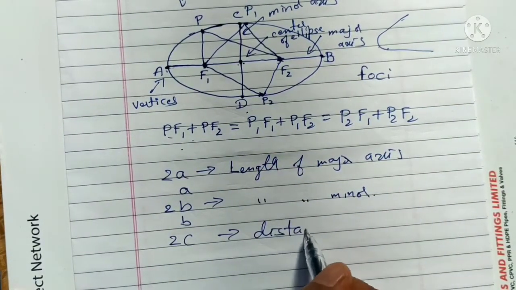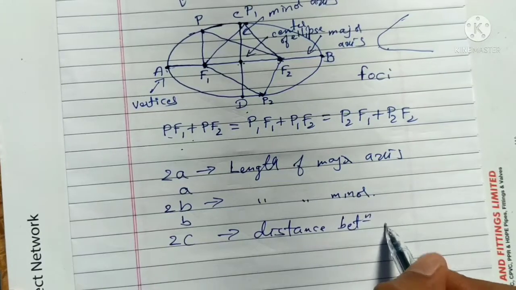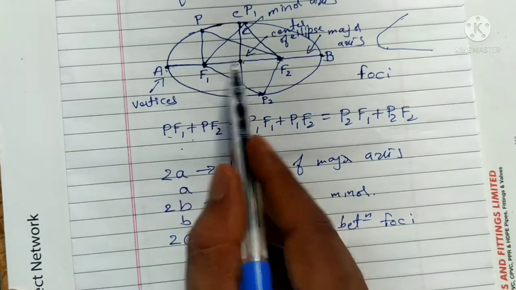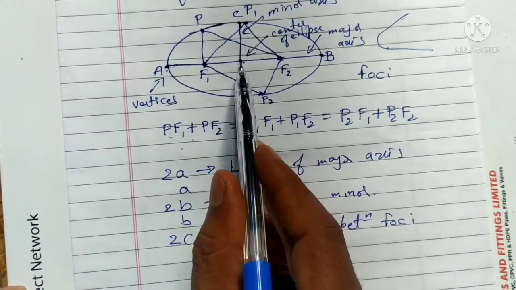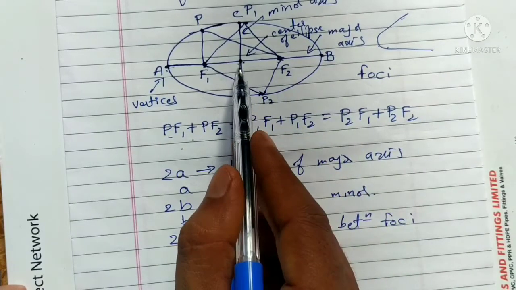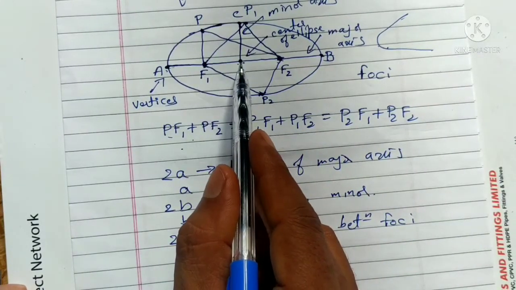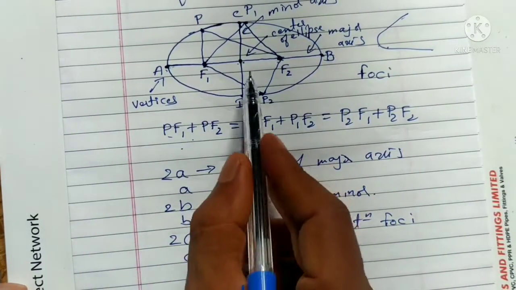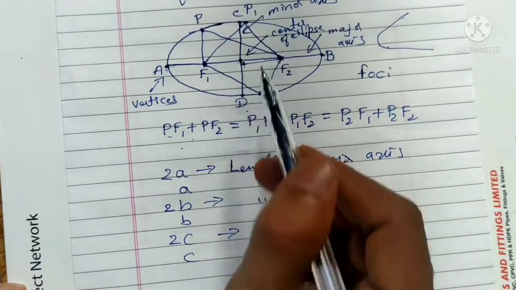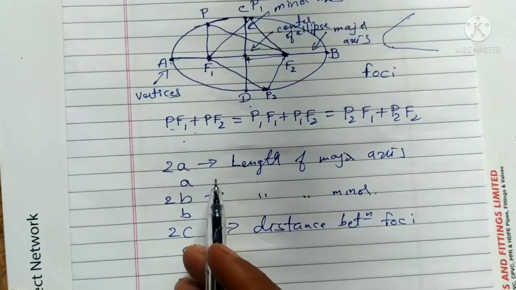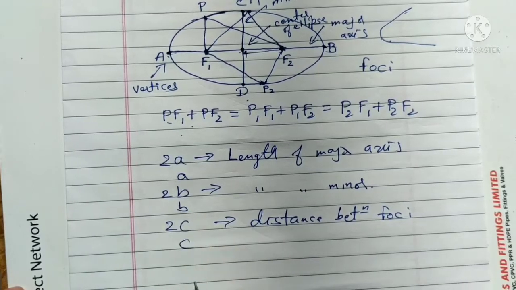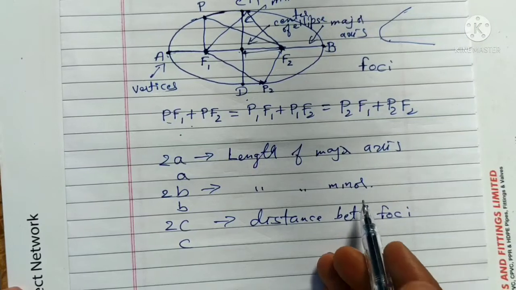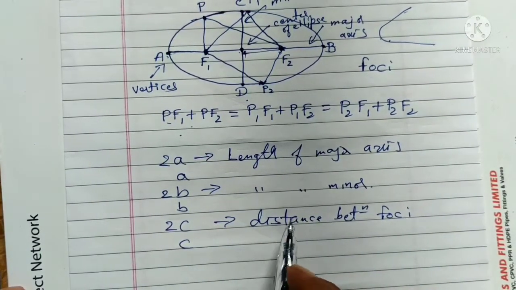So the distance between the foci is 2c, and the center lies midway between the foci as well as the vertices. The distance between the center and one of the foci is c, which is half of the distance between the two foci. So these are the different notations we use: a is the length of the semi-major axis, b is the length of the semi-minor axis, and c is the distance of the center from one of the foci.